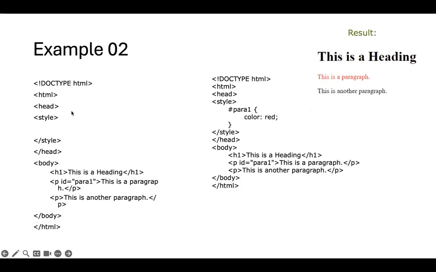Then example 2, here we have a header called this is heading, and we have a paragraph with an ID para 1 and another paragraph. Then here you can see we have added a style for para 1 into color red. So you can see here we have a heading, nothing changed. Then for the first paragraph, which included ID, the color is red. It changed the color because we specify the ID, right?